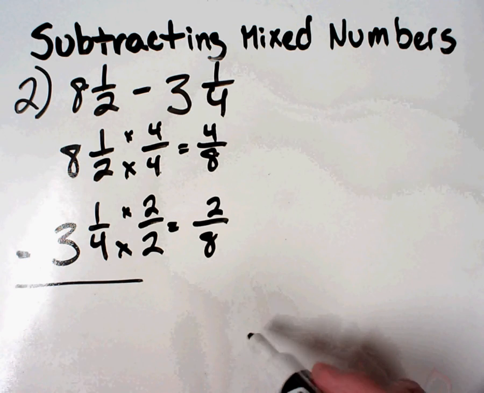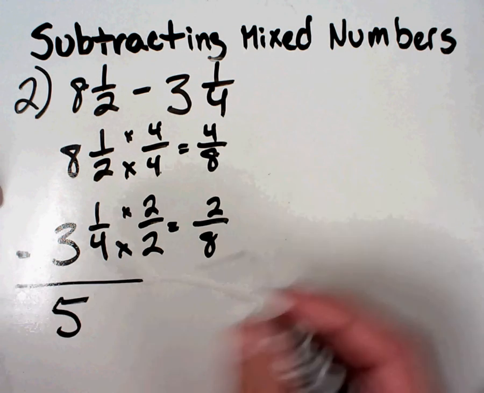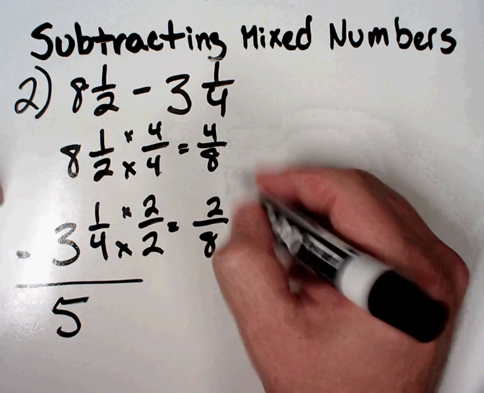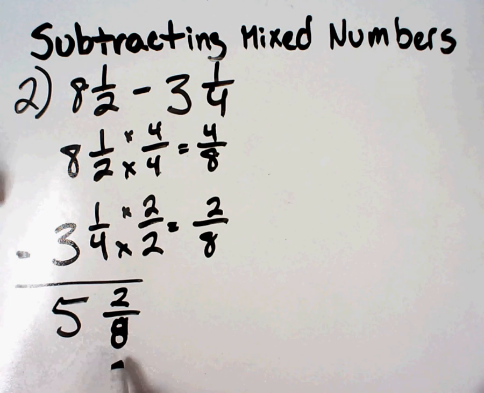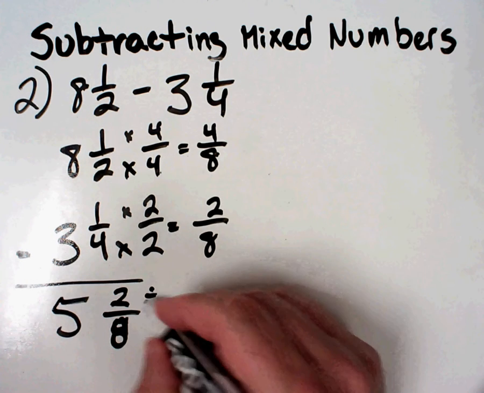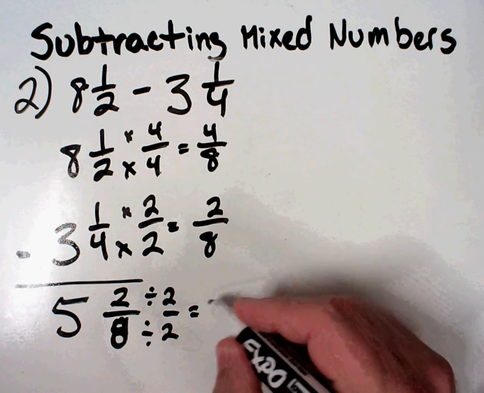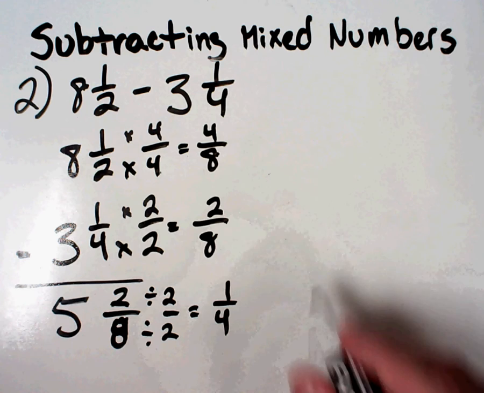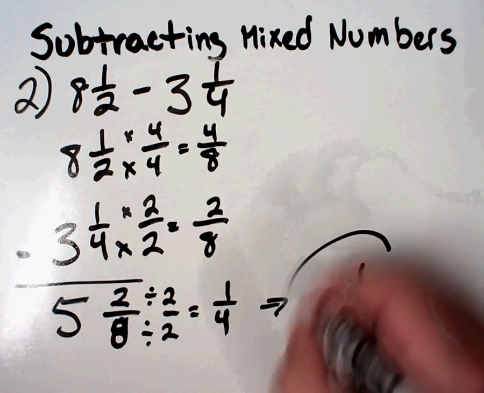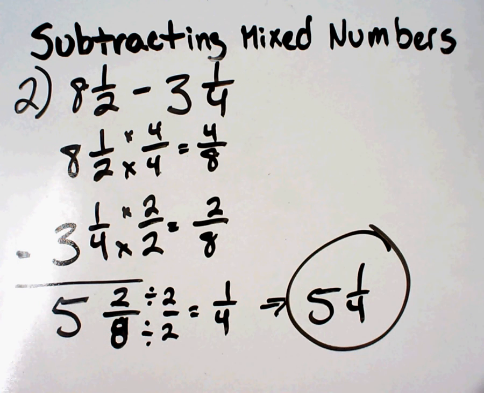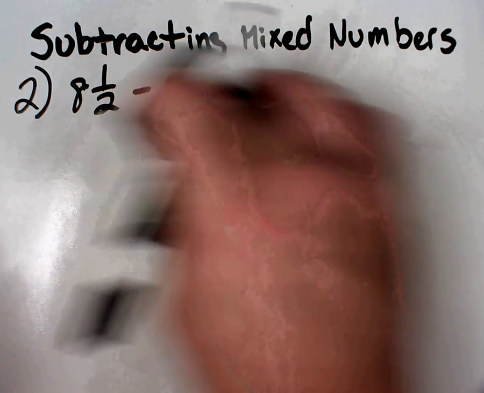Now this one I don't have to regroup on, so I can just subtract my whole numbers. 8 minus 3 gives me 5. Subtract my fractions: 4/8 minus 2/8 gives me 2/8. Then I need to simplify 2/8. Divide both top and bottom by 2, so I get 1/4. And so my final answer is 5 and 1/4. All right, on to number 3.